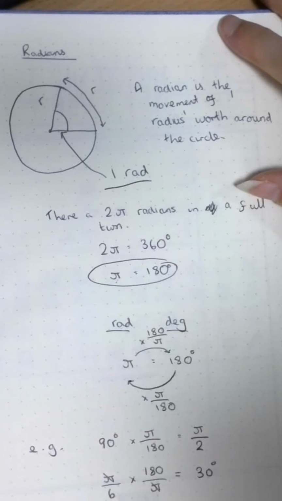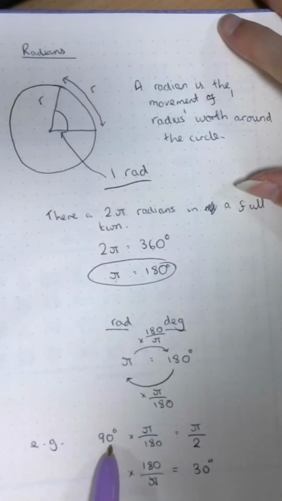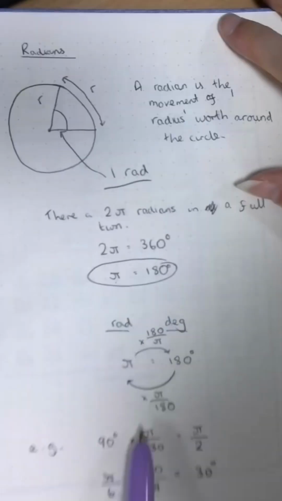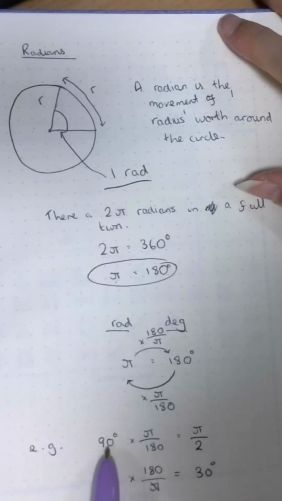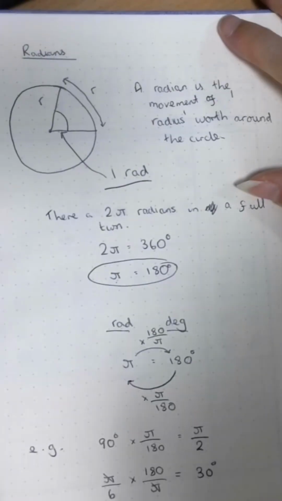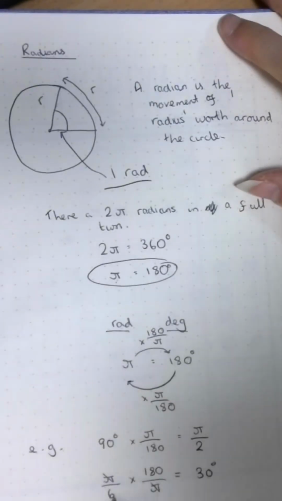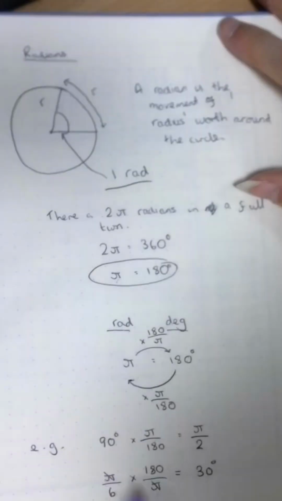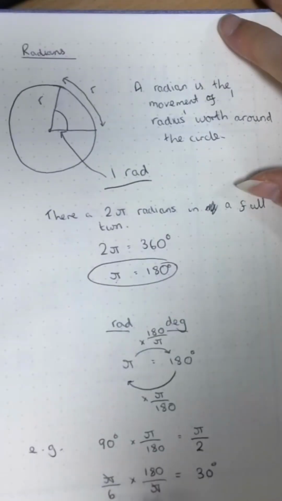And then if I was to do an example, so if I wanted to convert 90 degrees into radians, I'll multiply by pi over 180, so I'd have pi and then 90 divided by 180, which would give me pi over 2. And then if I want to go the other way around, so pi over 6, I want to convert that into degrees. I times by 180 over pi. The pi's will cancel out, leave me with 180 divided by 6, which would be 30 degrees.